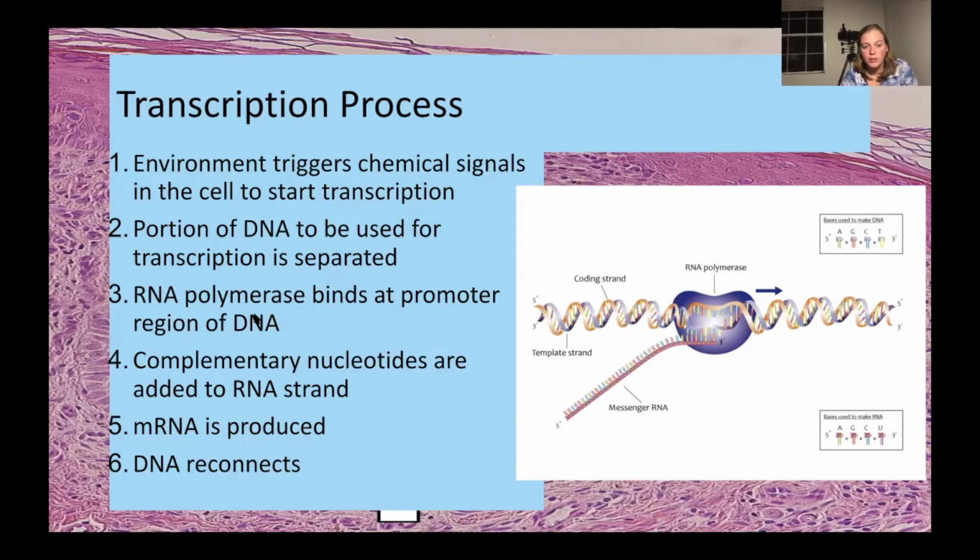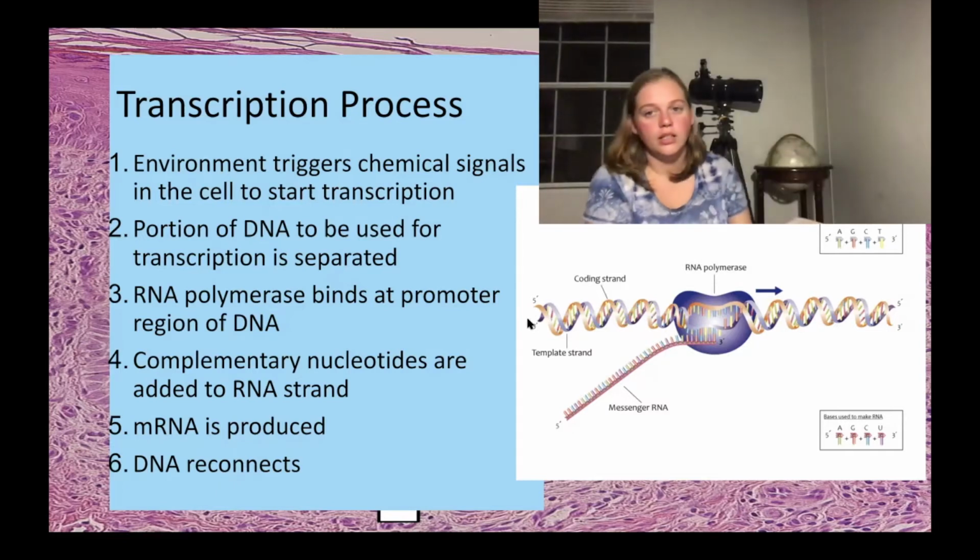So RNA polymerase is going to bind at the start of that gene. Then RNA polymerase is going to attach these complementary nucleotides by base pairing to make this RNA. And again, in place of T, we're going to be using a U. This mRNA is going to be produced. And once we have the mRNA that we need to make the protein that we need, this DNA is going to reconnect until it's needed again.